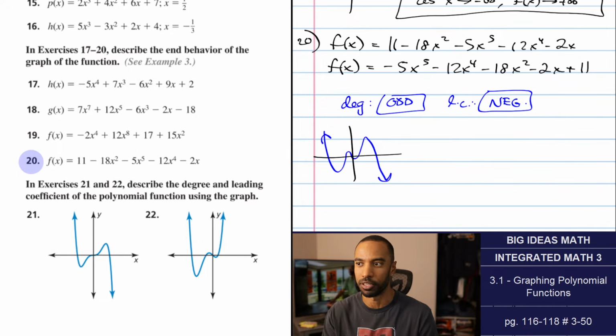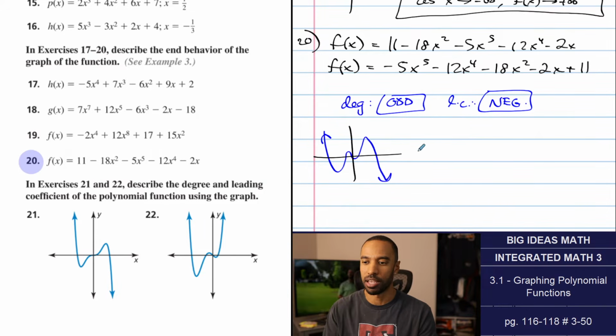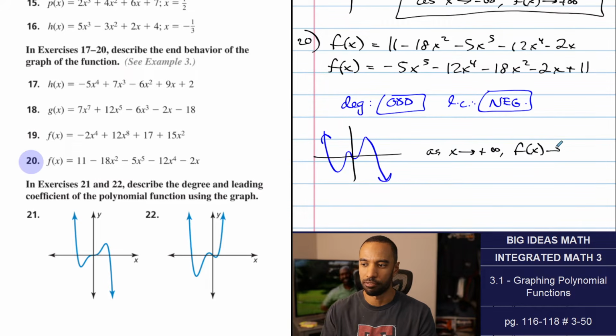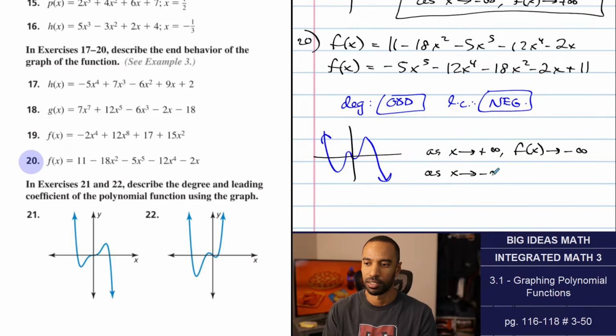You can use a graphing calculator and figure it out. But it starts up, finishes down. As x goes to positive infinity, we go to negative infinity on y. I do need that word: as x approaches positive infinity, f of x approaches negative infinity. And then as x approaches negative infinity, f of x approaches positive infinity.